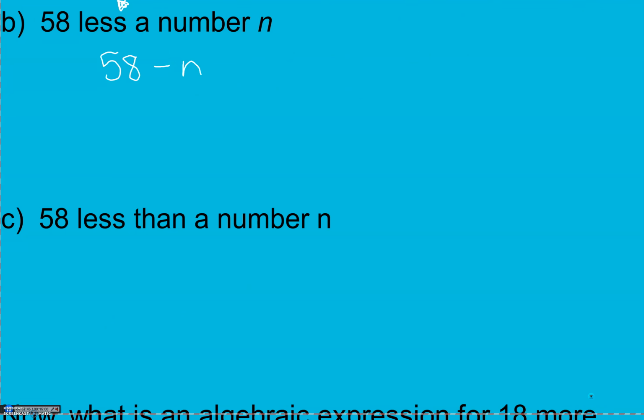What about 58 less than a number n? We have this than there, so we're comparing two things. We started at n, and now we have less than, which means minus. So n minus 58. 58 less than a number n. So if I used to have 100 and I have 58 less than that, it's like I subtracted the 58 to find my new total.